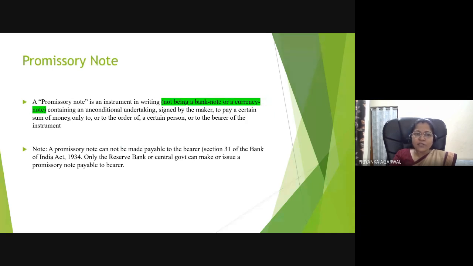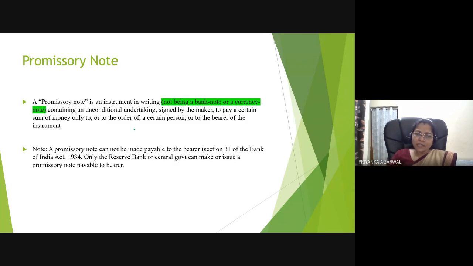A promissory note is an instrument in writing, not being a banknote or a currency note, containing an unconditional undertaking signed by the maker to pay a certain sum of money only to, or to the order of, a certain person or to the bearer of the instrument. Now, you might be confused, na? Here it is mentioned "or to the bearer of the instrument." Since we have to apply section 31 of the RBI Act, it is not payable to a bearer, like it is not transferable by mere delivery. It is transferable by endorsement and delivery.